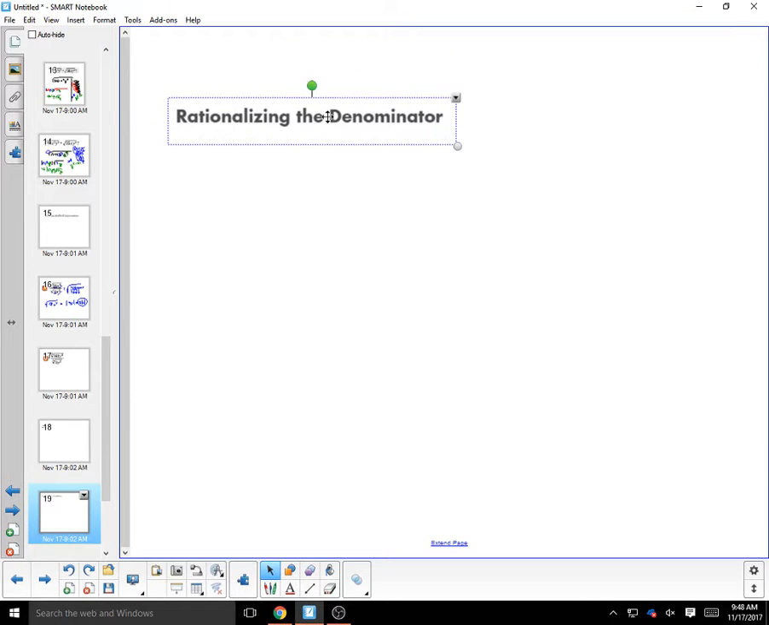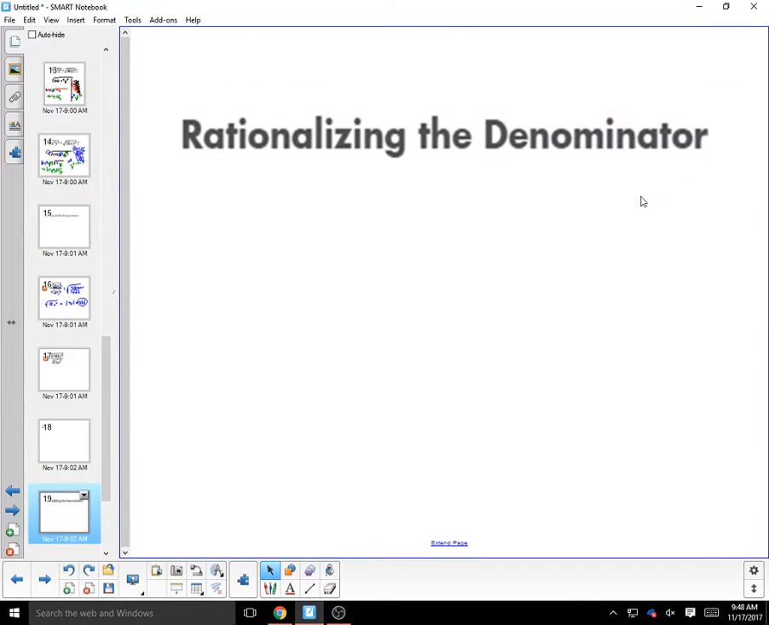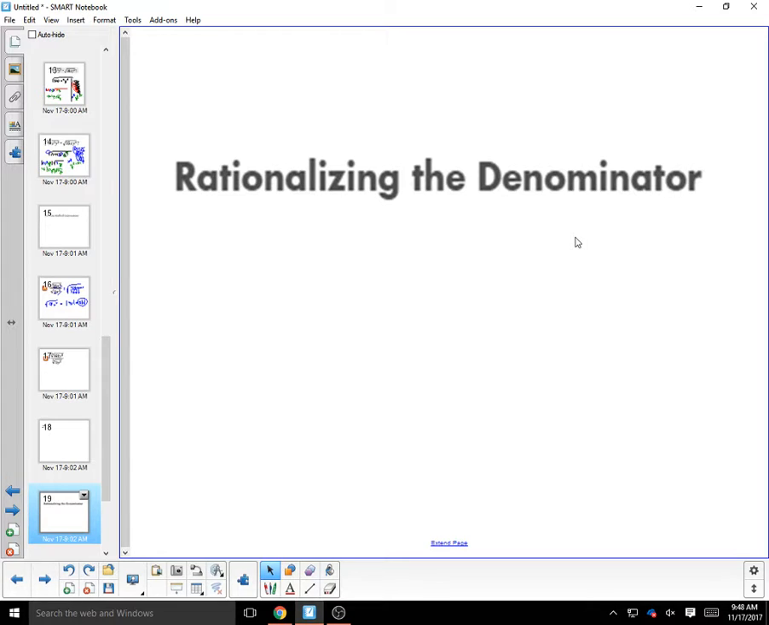All right, rationalizing the denominator. We've already talked about rationalizing the denominator in some of the previous sections, but we're going to just go ahead and throw this at you now so you can see it again.